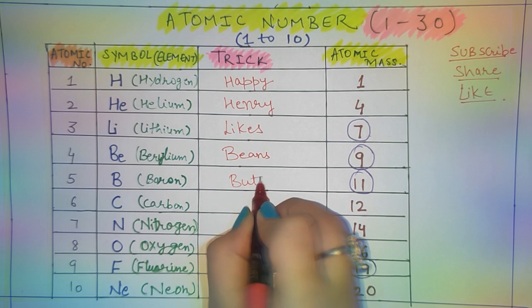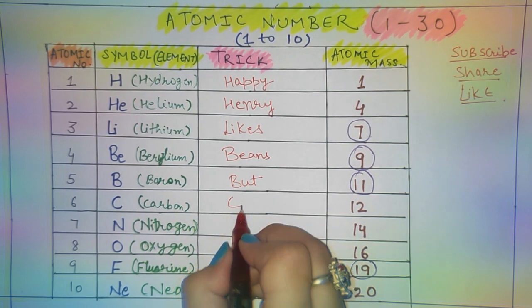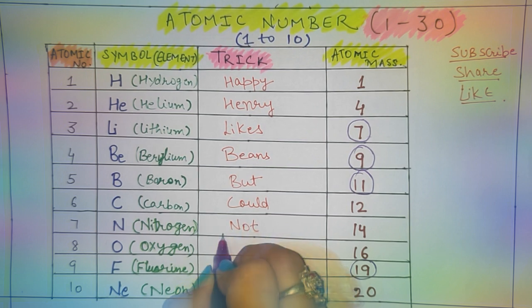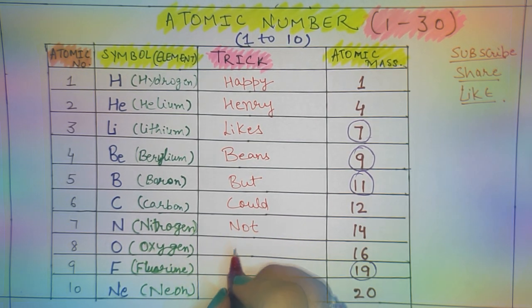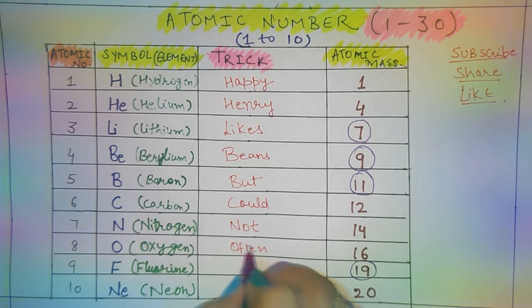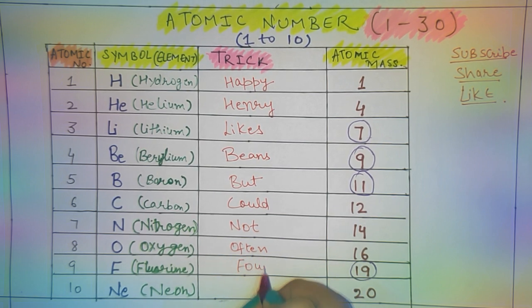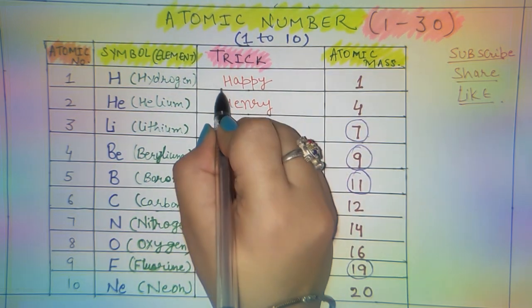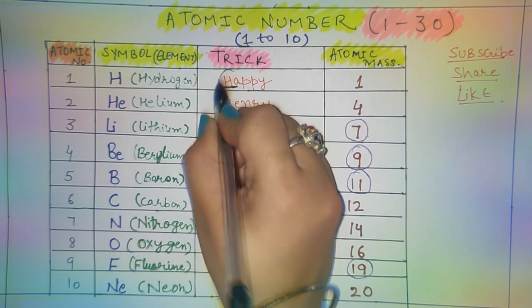Boron for But. Carbon for Could, Not. And for nitrogen, Often. Oxygen for Found, and Near. So here your trick is that for hydrogen we will have Happy, H.